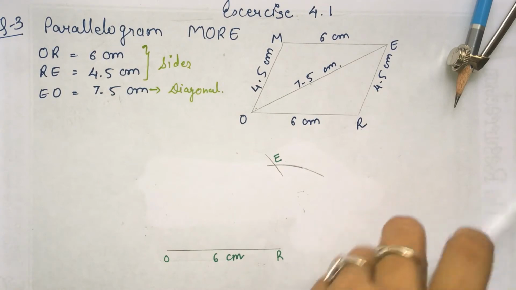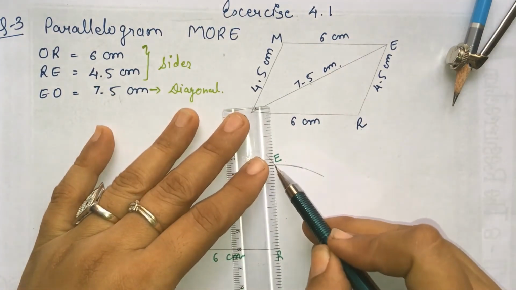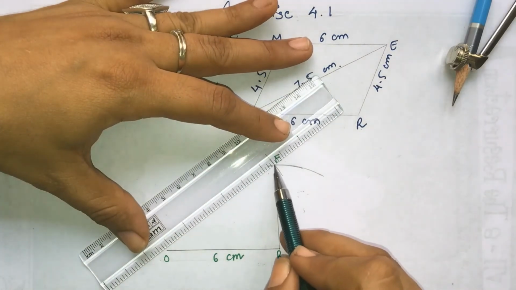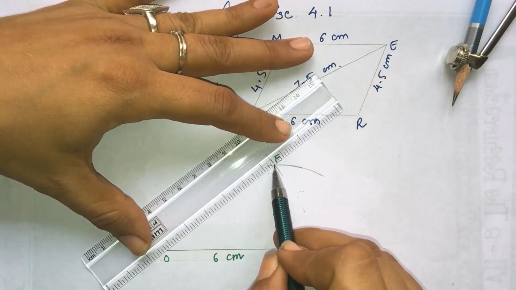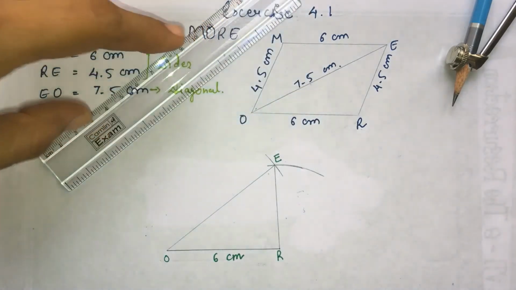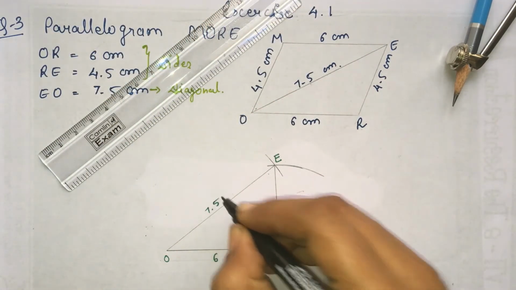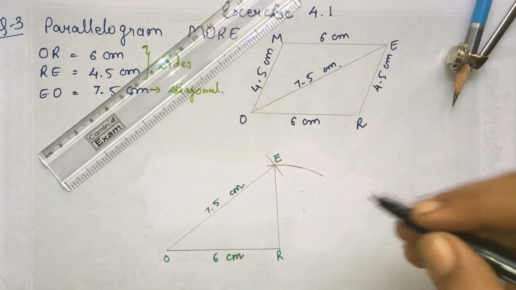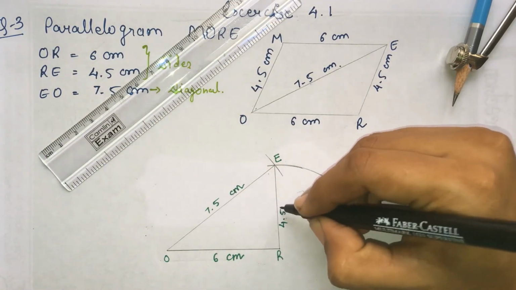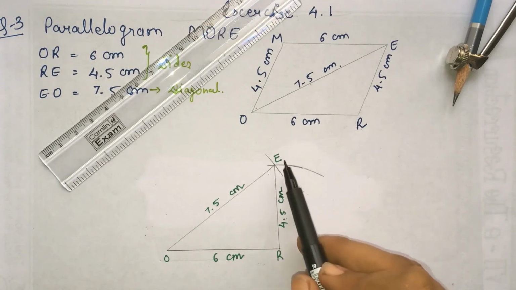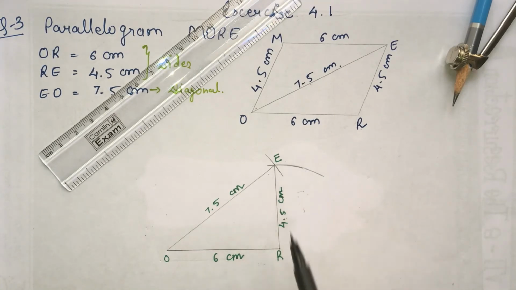Next step is joining ER and EO. So this is 7.5 centimeter and this is 4.5 centimeter. So we are done with construction of one triangle ORE, or you can name it ERO, or you can also name it EOR.